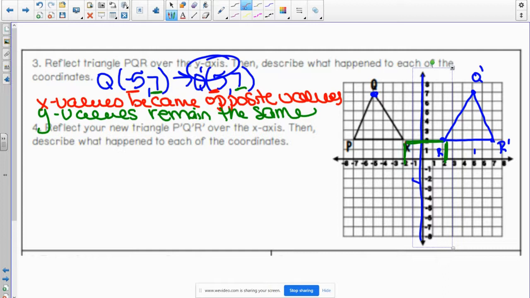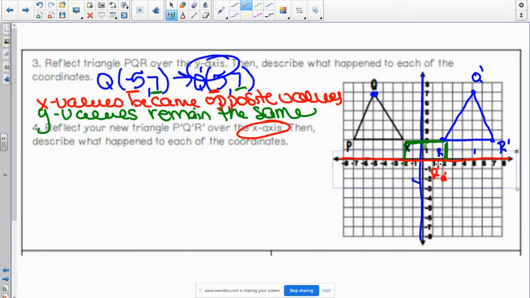Let's do the same thing here. Let's go over the x. So it says reflect your new triangle, my P prime, Q prime, R prime over the x. We're going to go this way. So R was here at 2, 2. So R prime will be 2 away down here.